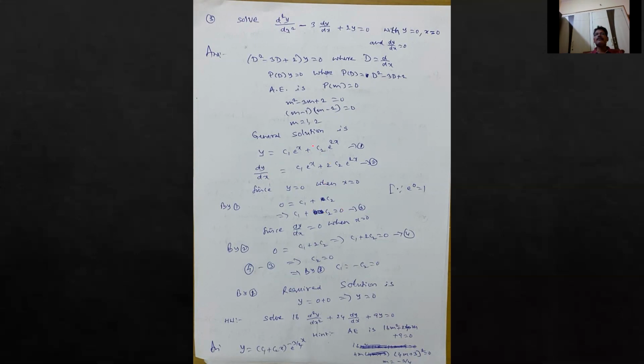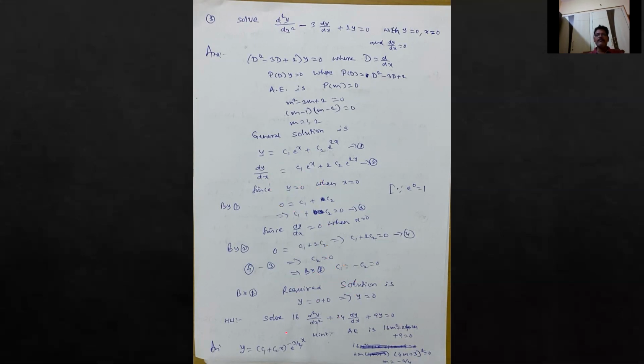And again, given dy by dx equals 0. So writing x equals 0 here, c1 e power 0, we get c1 plus 2c2 equals 0. So from these two equations, we subtract: c1 will be cancelled, 2c2 minus c2, c2 equals 0. So c2 is 0, and c1 equals 0. Therefore, the required solution is y equal to 0 plus 0, because we are getting c1 as 0 and c2 as 0. So therefore, y is equal to 0.